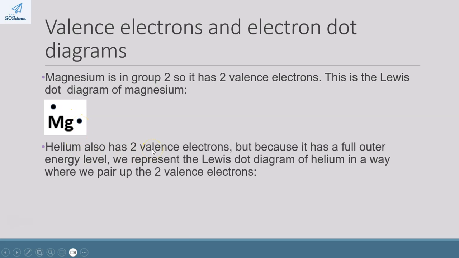Now, one exception is helium. It has 2 valence electrons, but in the case of helium, helium has a full outer energy level. So both of its valence electrons are actually technically also core electrons. So in the case of helium, we want to keep these 2 dots together. We don't separate them out like we do in the case of magnesium. And again, that is an exception because helium is a noble gas.